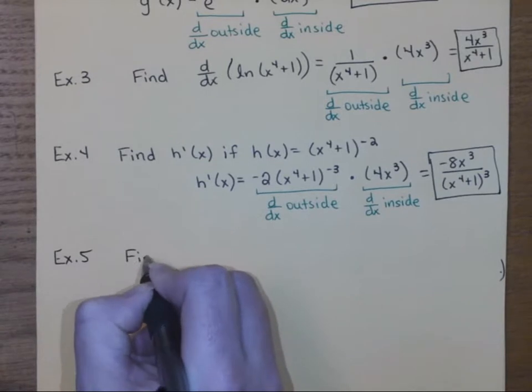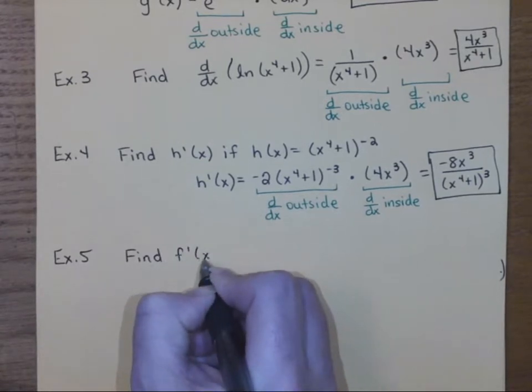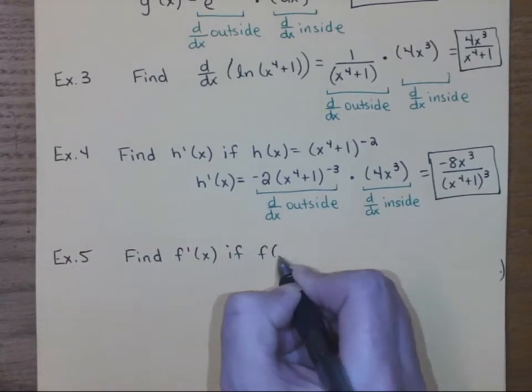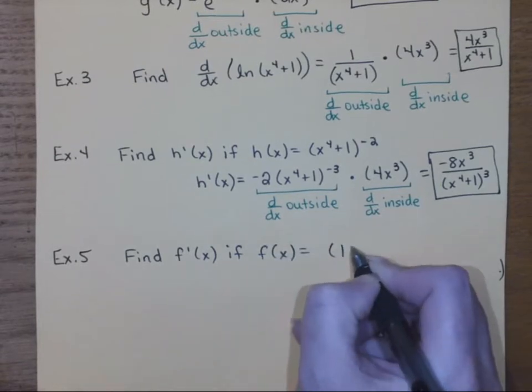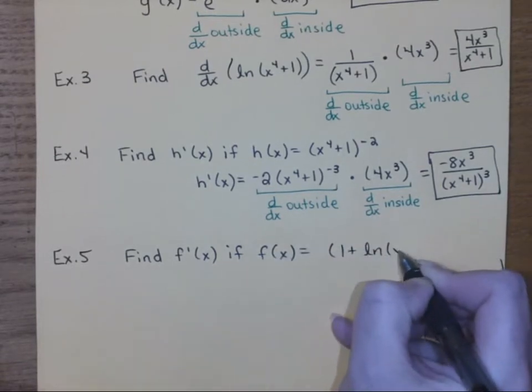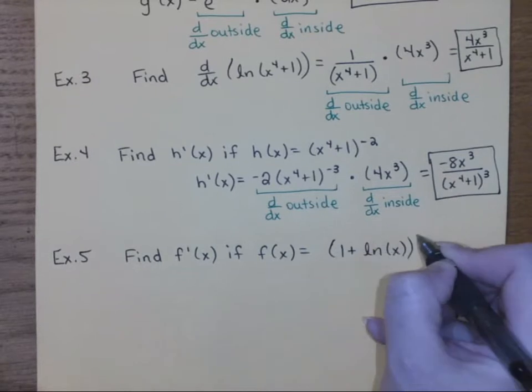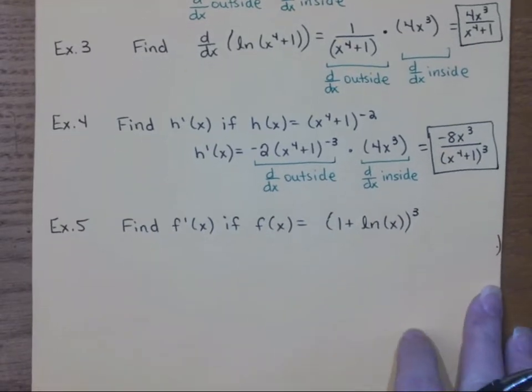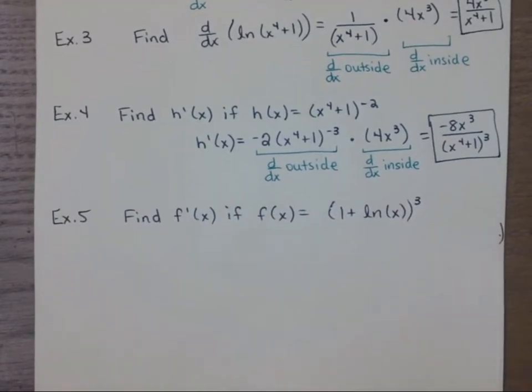Okay, so what about this one? Find the derivative if f of x is equal to 1 plus natural log of x, and then that whole thing cubed. Okay, so certainly a more complicated function, right? We have something that kind of looks like a pane, right? And then we have it cubed.